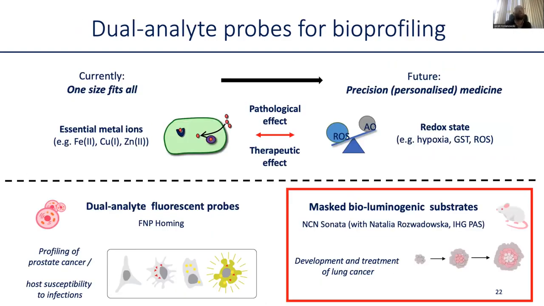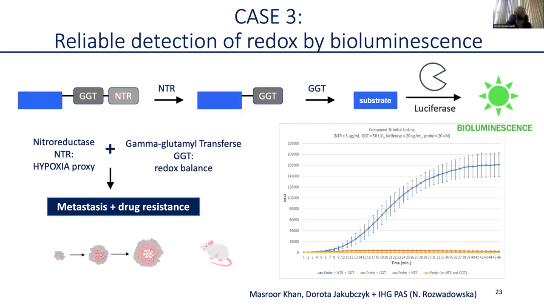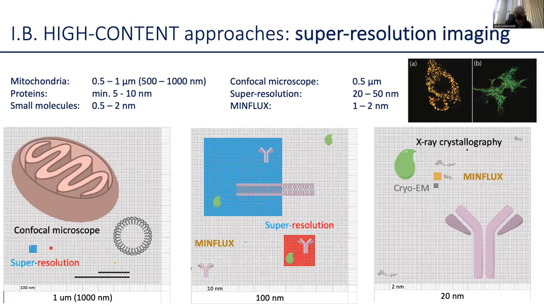We've also done some work on a bioluminescent probe. We confirmed the same possibility of designing dual analyte responsive probes for bioluminescence, but I don't want to talk too much about it today. I just want to tell you that we showed it's possible for two enzymatic activities involved in homeostasis, like NTR and gamma glutamyl transferase. So this is about the dual analyte probe approach: a single probe which can detect two analytes at the same time. That's one way of approaching high content, multi-parametric imaging.